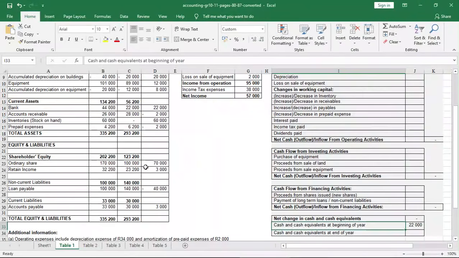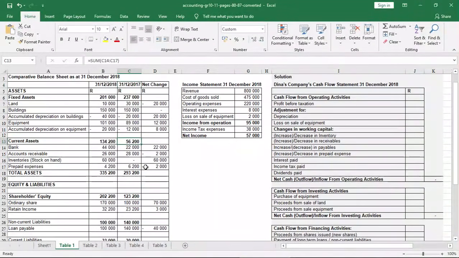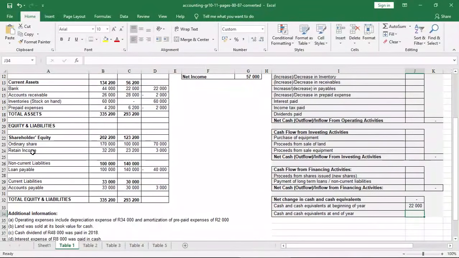So that's 22,000. Now let's get the cash and cash equivalent at the end of the year. Go to current assets, bank, 44,000. Your balance sheet may not say bank, it may say cash, or it may say cash and cash equivalent. So you will use that figure, 44,000. So let's go back. We'll plug in 44,000 at the end of the year.